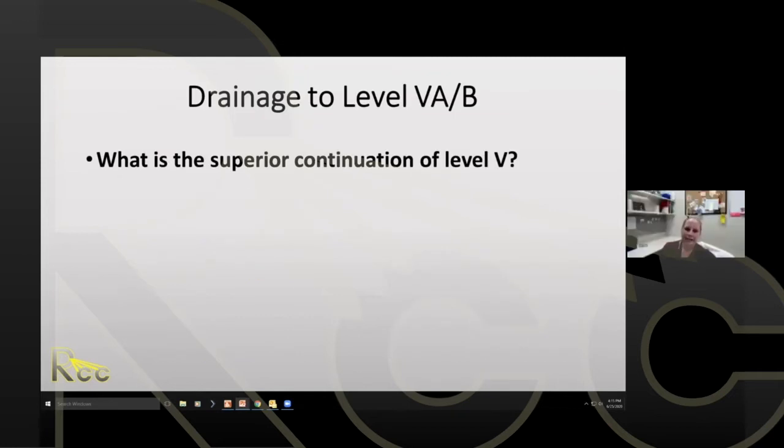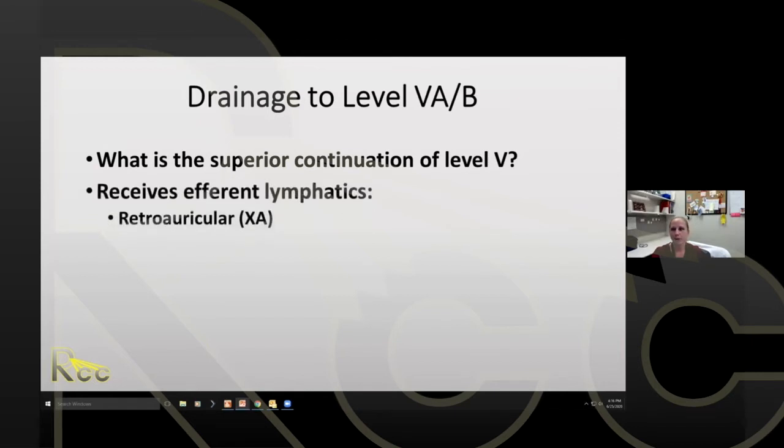So what lymphatics have drainage to level 5A and 5B? Or another way of asking that question is what would be the superior continuation of level 5? So traditionally, what do we think that is? Is it the level 7, the superior extension of it? So traditionally, when we're thinking of the superior extension of the posterior drainage of the neck, most commonly we're thinking of level 10. So the retroauricular region, which is 10A, or the occipital region, which is 10B.